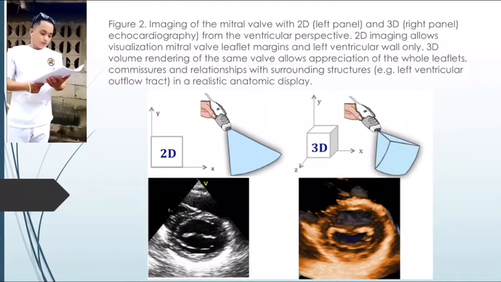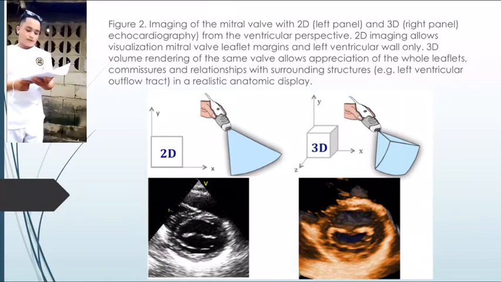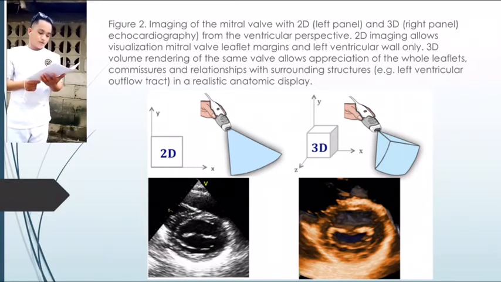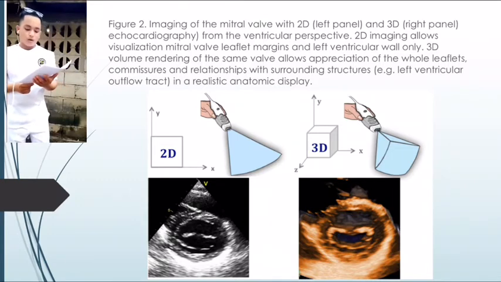Figure 2. Imaging of the mitral valve with 2D in the left panel and 3D in the right panel. Echocardiography from the ventricular perspective: 2D imaging allows visualization of the mitral valve leaflet margins and left ventricular wall only. 3D volume rendering of the same valve allows perception of the whole leaflets, commissures, and relationship with surrounding structures, such as the left ventricular outflow tract, in a realistic anatomic display.